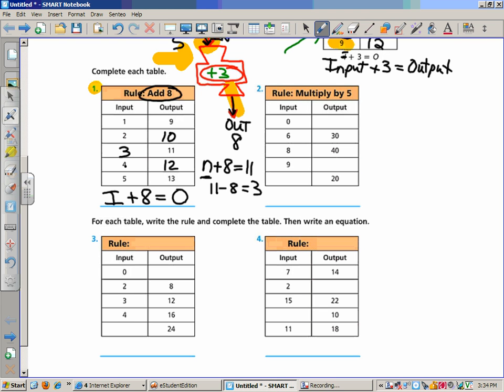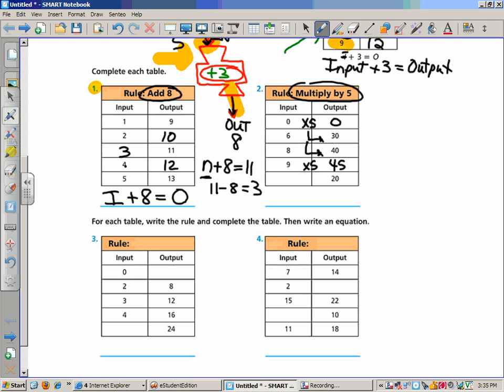Okay, next table, the rule is multiply by 5. So thinking of that machine, 0 goes in, times 5. Some kids sometimes like to write the rule in between the input and the output. That helps too. And your output is 0. 6 times 5 is 30. 8 times 5 is 40. 9 times 5. If 9 goes in, times it by 5, 45 comes out.